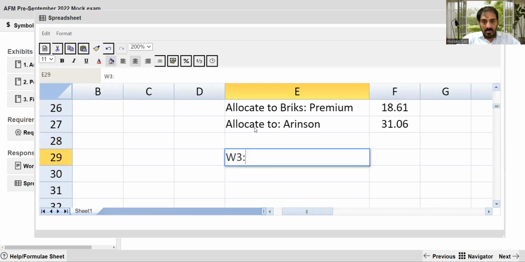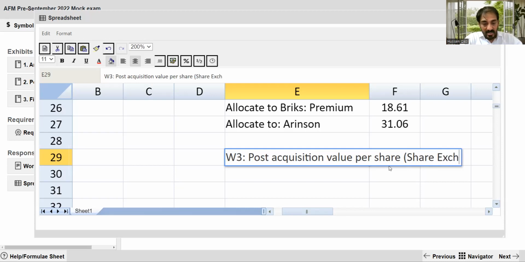Working 3. What is the working here? The working 3 is for the value per share, the combined company value per share, or the post acquisition combined company value per share. Do remember, this is the case of share exchange.